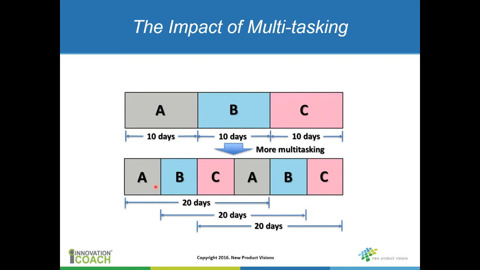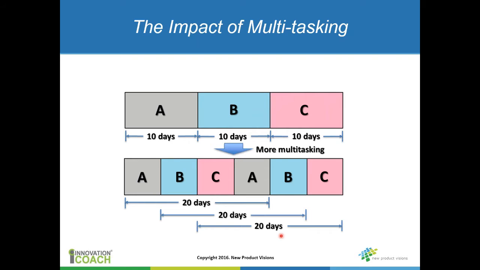So that means the person working on task A puts that down and starts working on task B. The same thing happens with task C. So that person ends up going back and forth between these 3 tasks. And there's a couple of things that happen you'll notice. First of all, every task takes longer. Now rather than 10 days, they take 20 days.